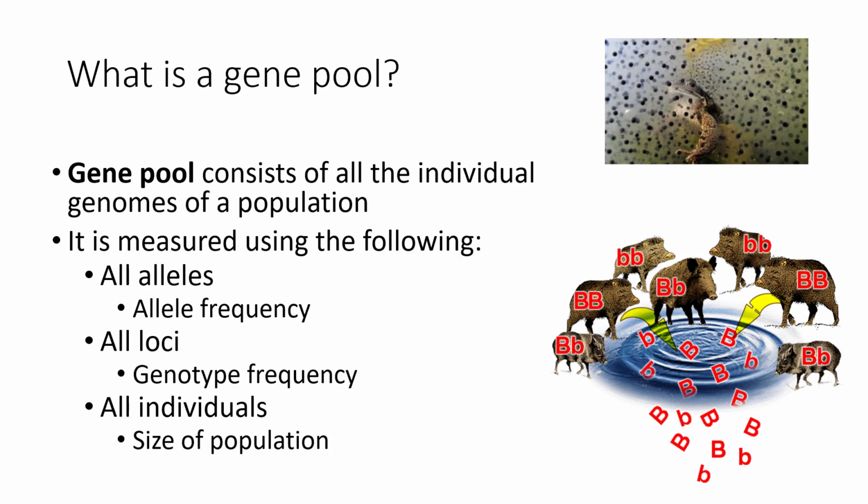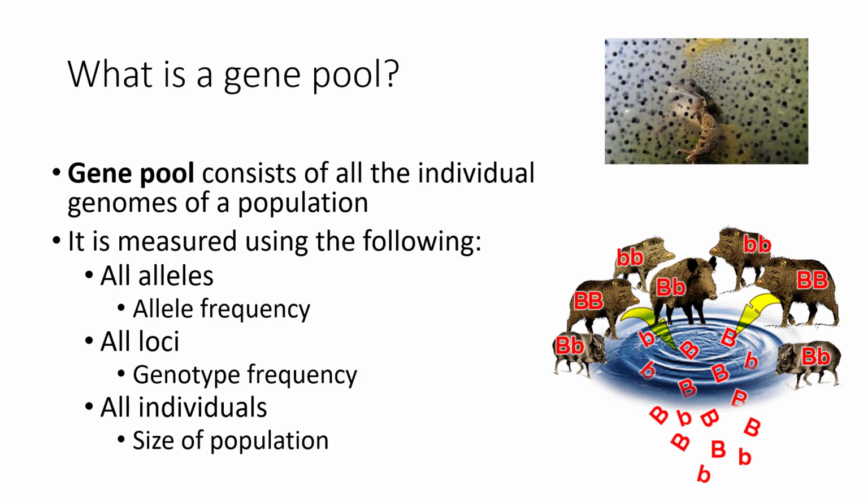This is quite literally a gene pool, where all of the different alleles are available in the same area. Now, with frogs, it's pretty easy to imagine, but if you imagine, say, a population of pigs, we're saying that they can all just kind of share alleles as they are randomly mating. And that's the gene pool. It's all the individual genomes in a population.